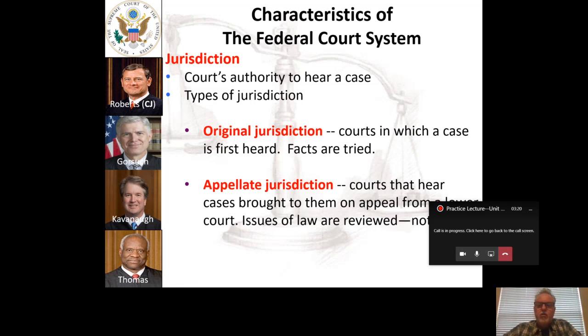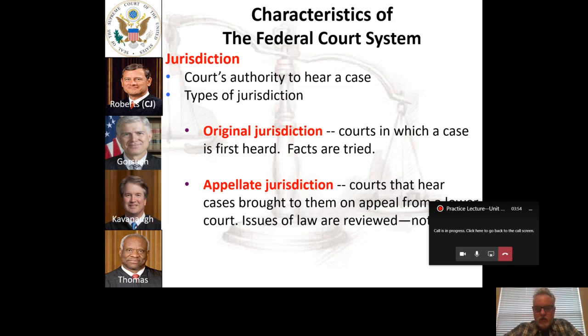When we look at court cases, there are two types of courts that hear cases: courts of original jurisdiction and courts of appellate jurisdiction. What do we mean by this? The place where the facts are heard, in a criminal case where they determine guilt or innocence, is the court of original jurisdiction. It is there that the facts are heard in a case. In a civil case, there are civil courts of original jurisdiction as well.